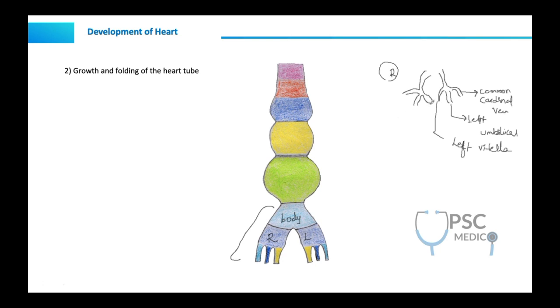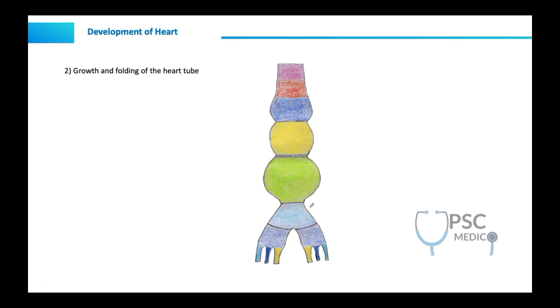Okay, let's see what structures these form. If you take the body of the sinus venosus, it is absorbed into the smooth right atrium. So the body gets absorbed into the right atrium, and it helps in formation of the smooth part of the right atrium. And next we have the horns, the left horn and the right horn.